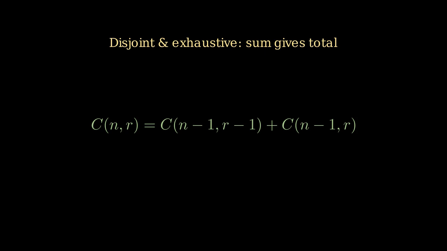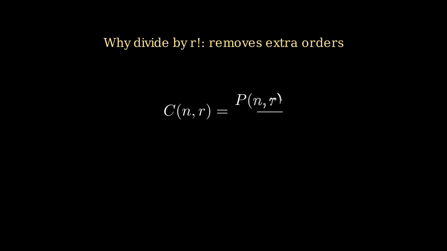Proof complete. Here's why the division by r factorial in the combination formula makes sense. C of n, r equals P of n, r divided by r factorial, because every unordered group of r objects corresponds to exactly r factorial different ordered arrangements of that same group. Dividing by r factorial simply removes those extra orderings you don't care about.